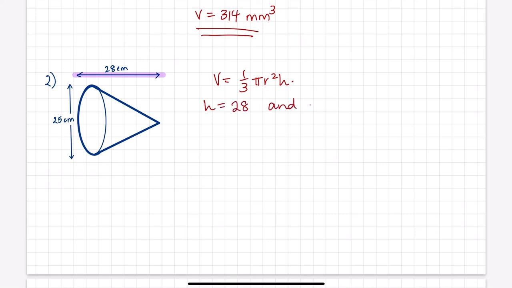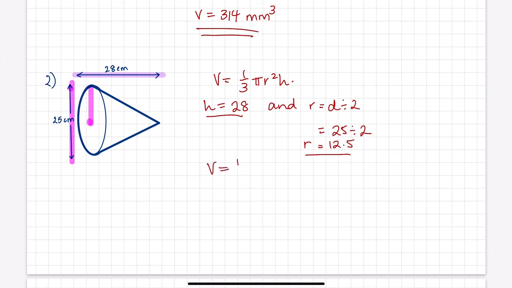And our radius, well, our radius is from the middle outwards. So it is half of this diameter. Okay, so don't forget to do that when you see a diameter. Divide it by 2 to find the radius. Okay, so we do 25 divided by 2, which equals 12.5. Okay, so that's our radius and our height. And let's substitute those values in.